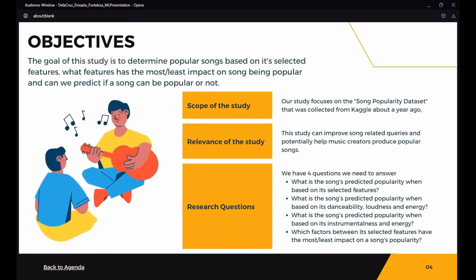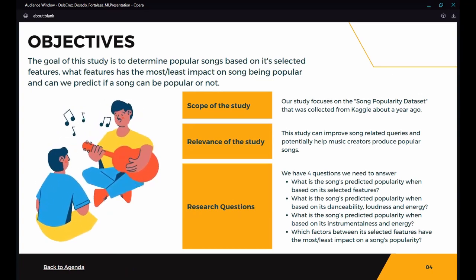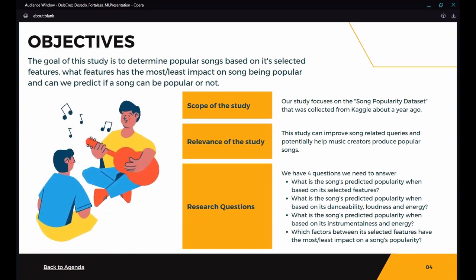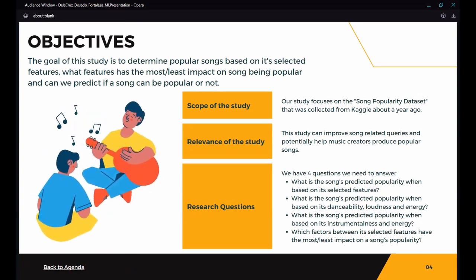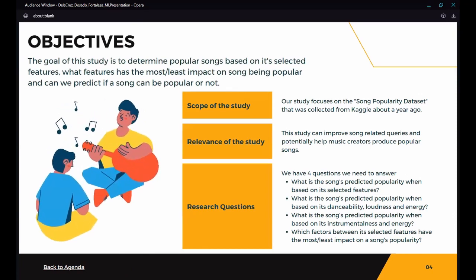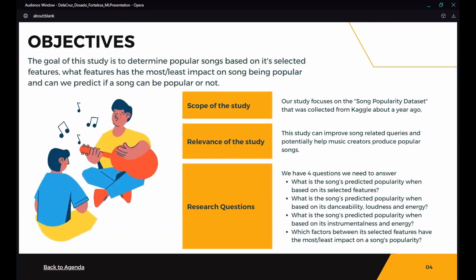So for the objectives, the goal of this study is to determine popular songs based on its selected features. What features have the most or least impact on a song being popular, and can we predict if a song can be popular or not? For the scope of the study, our study focused on the song popularity dataset, which was collected from Kaggle about a year ago. For the relevance of the study, this study can improve song-related queries and potentially help music creators produce popular songs.